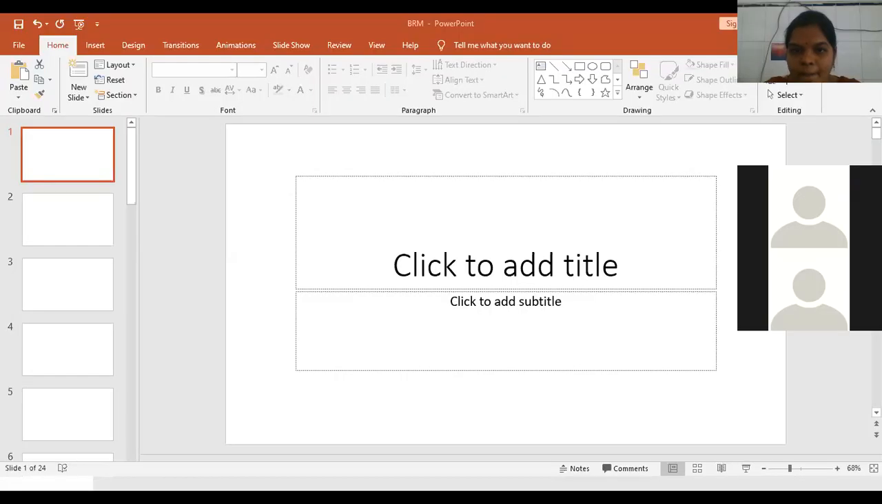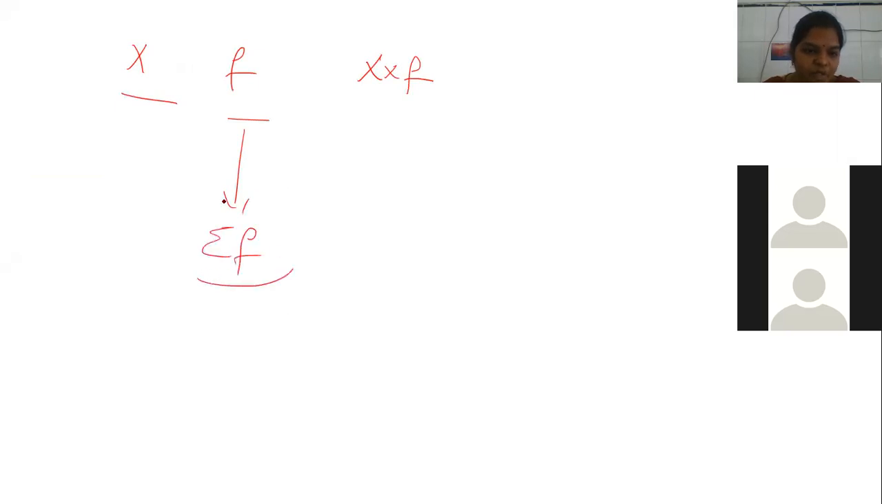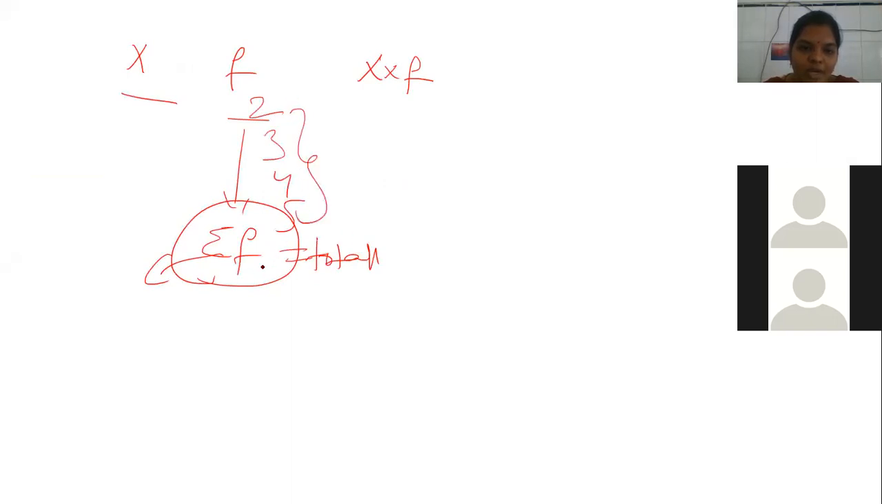I'll write on a board, that is easy. What I gave you yesterday, x and f. You need to do x into f. Here you get the cumulated frequency values, that is sigma f. The sigma is called total. Here you have 2, 3, 4, 5, so you have to add all these values and you will get sigma f.